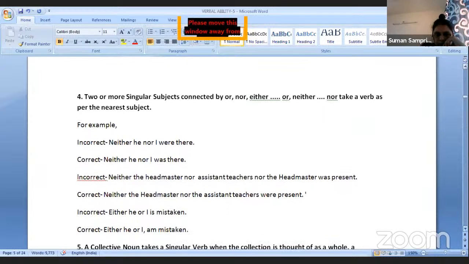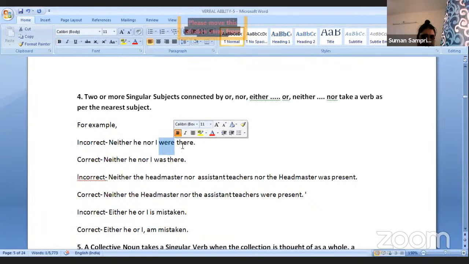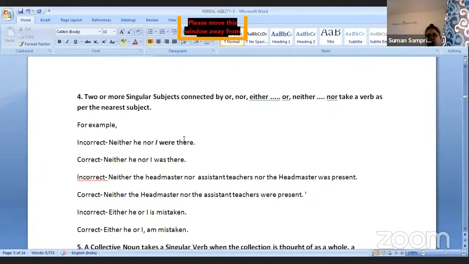Then next one, two or more singular subjects connected by or, nor, either or neither take a verb as per the nearest subject. Okay, so the verb will come according to the nearest subject. For example, this one: neither he nor I were there. So here you have to use the verb according to I. So nearest means nearest to the verb. This is the verb and the one just before it will decide what will be the number or the form of the verb.